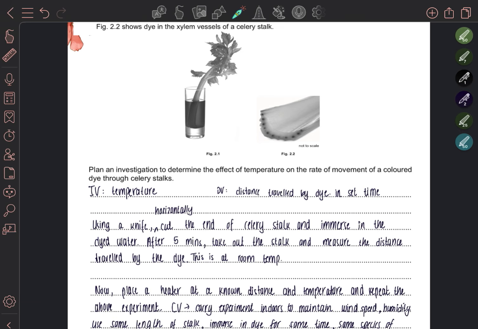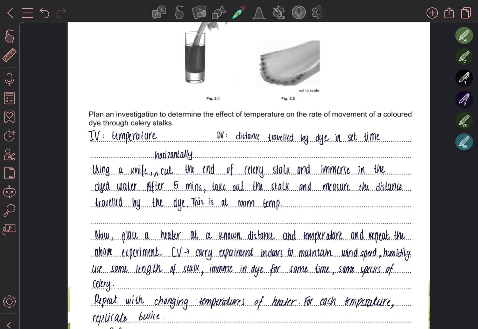First of all, you're going to use a knife and horizontally cut the end of the celery stalk. It's important that when you're repeating the experiment, you're cutting at the same plane. And then you're going to immerse the celery stalk in the dyed water as shown here. After 5 minutes, take out the stalk, and then you're going to immediately measure the distance traveled by the dye. This is at room temperature, okay? Now you're going to place a heater at a known distance and at a known temperature, and then you're going to repeat the above experiment. While you're repeating, maintain these control variables.